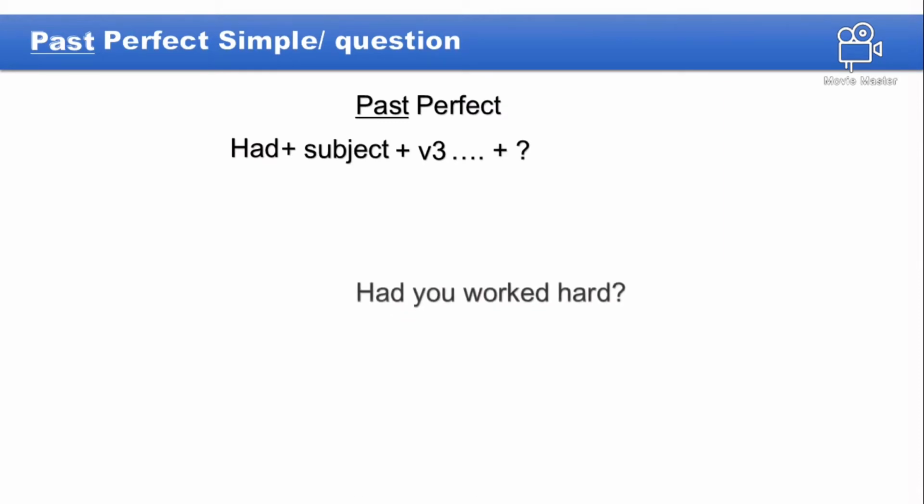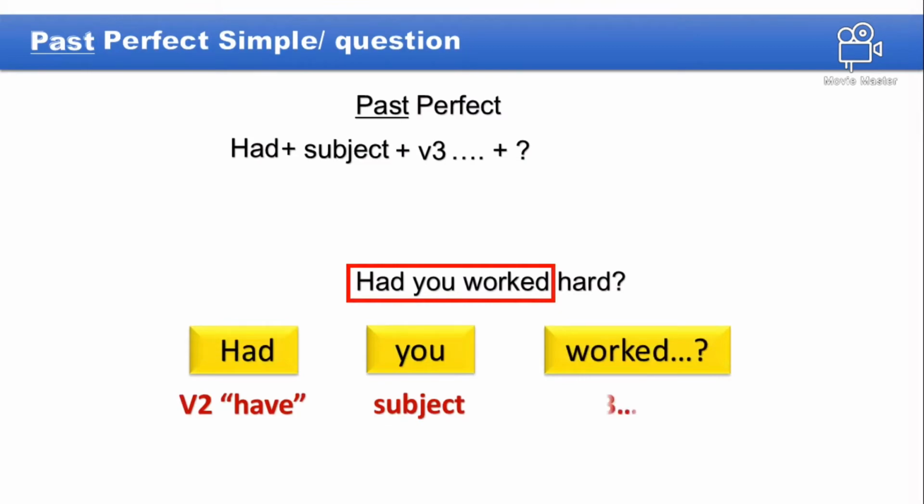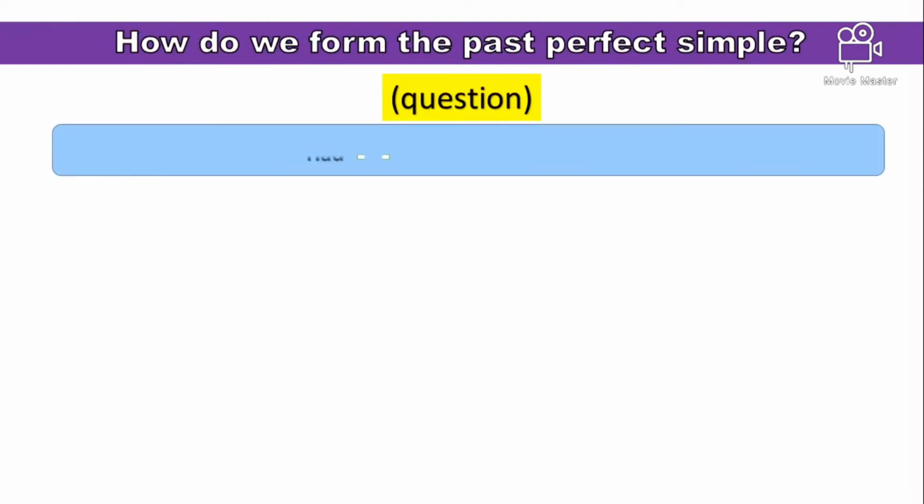Example, had you worked hard? Had is verb 2 of verb to have. You is the subject. Worked is verb 3. And the question mark. How do we form the past perfect simple? Question. You need had plus subject plus verb 3.